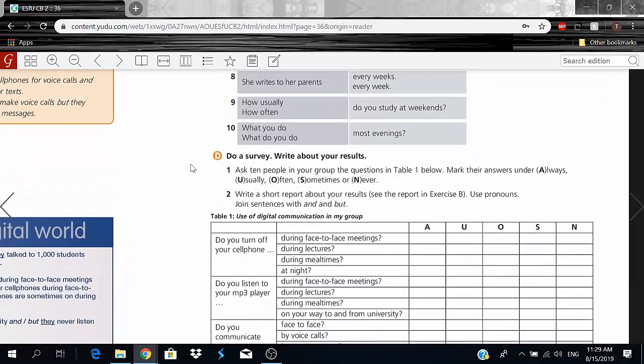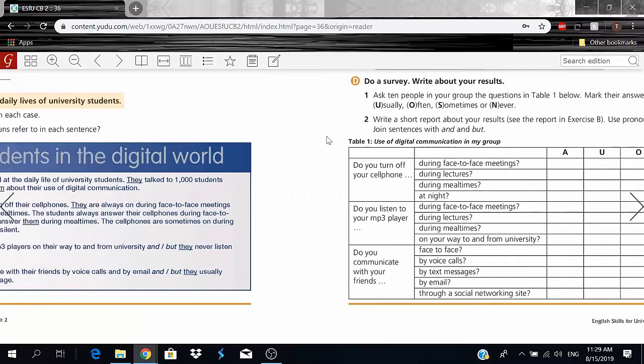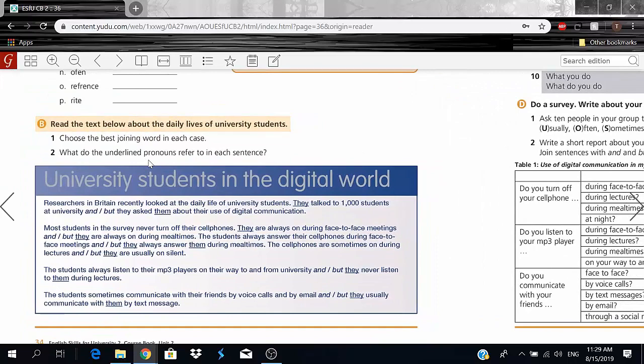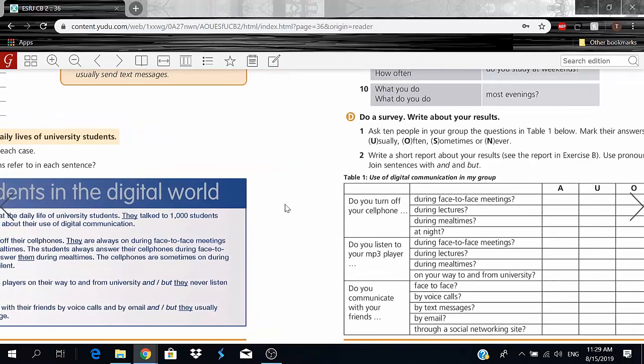What do we have here? Alright, no, I think this is a simple survey. You can do it on your own. Just basically ask some questions, ask 10 people from your class, I guess, and mark their answers, okay? And then you can write a short report about your results, but try to use pronouns and join sentences with and but, and you can use this exercise right here, exercise B, to help you out if you have any problems, alright? So this was the end of Unit 2, you guys, and I'll see you in the next one.